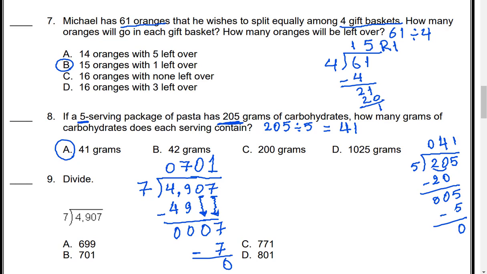Now what's the quotient? The quotient is 701. So we should choose which choice? B. Thank you, my heroes.